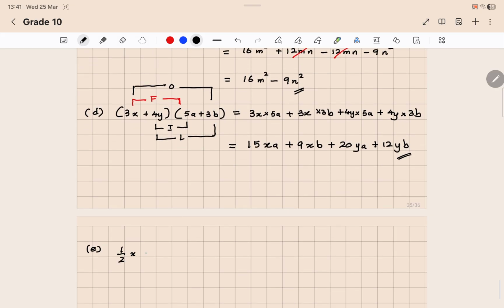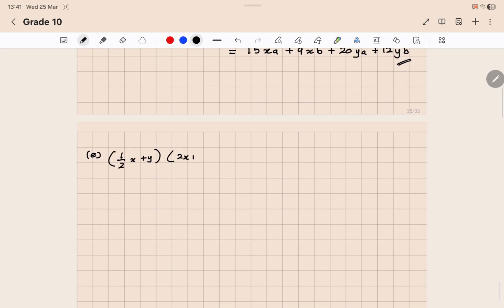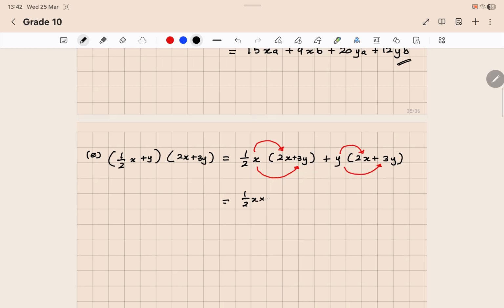(Half x plus y) times (2x plus 3y). Right. So half x into the second bracket, plus y into the second bracket, then half x into 2x, half x into 3y, y into 2x, y into 3y. So you get half x times 2x, half x times 3y, y times 2x, plus y times 3y.